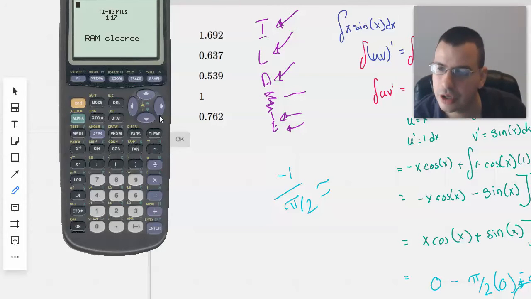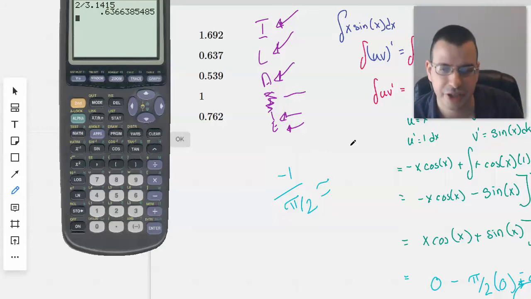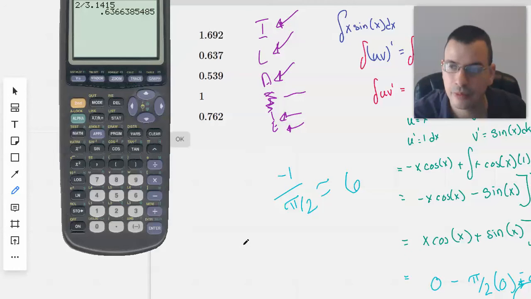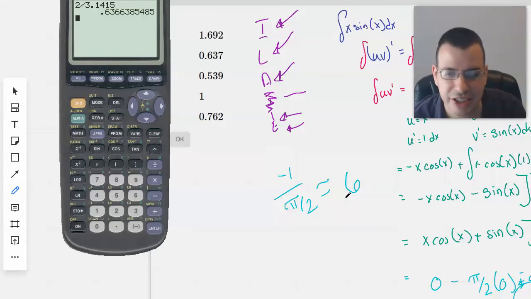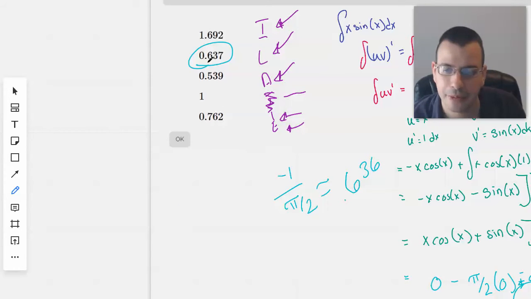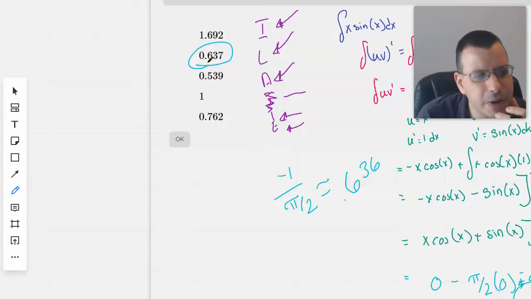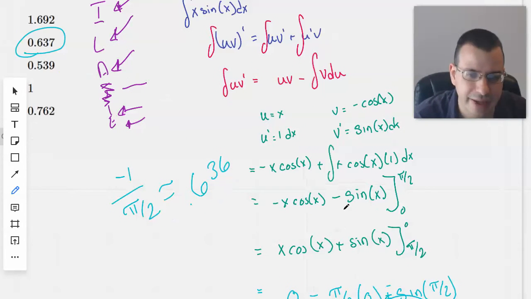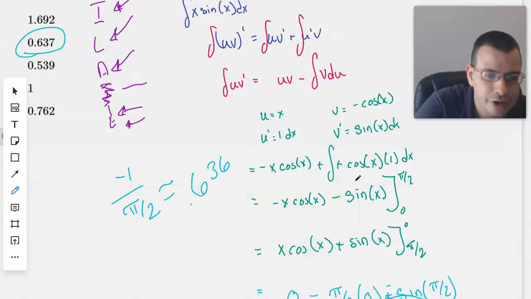Okay. Clear. 2 divided by 3.1415. That gives us 0.636, which is about that one, but it's negative, and I don't know why. I think I had a sign error somewhere, and I just failed. Darn. So let's see.